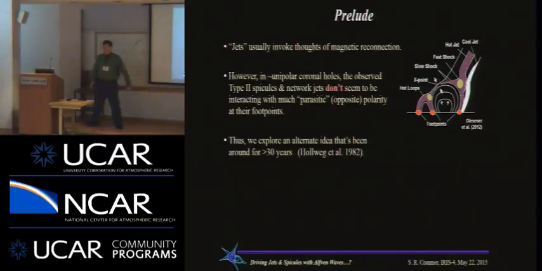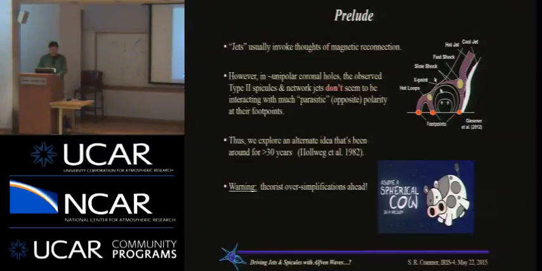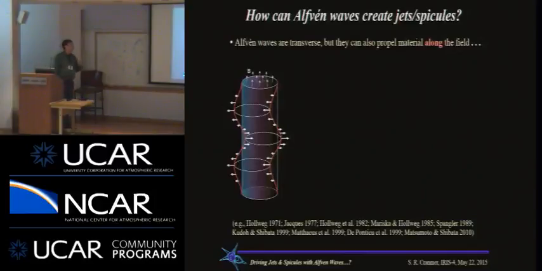It's been around for a while. Joe Hollweg wrote his first paper on it in 1982. And I just want to say, warning, theorist oversimplifications ahead, spherical cows and things to come. And in the end, we'll have to verify these ideas with more accurate simulations, of course. But the idea is that Alfvén waves can create these things. And we have to go back and think about the ways that these transverse oscillations of the magnetic field can actually propel material along the field.